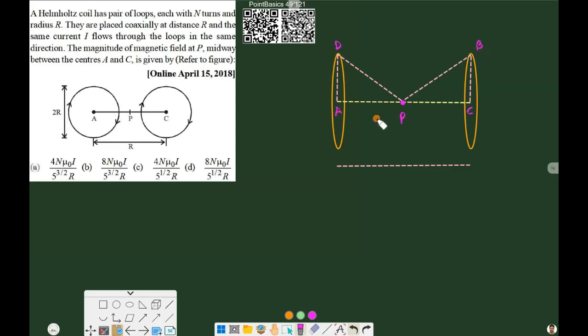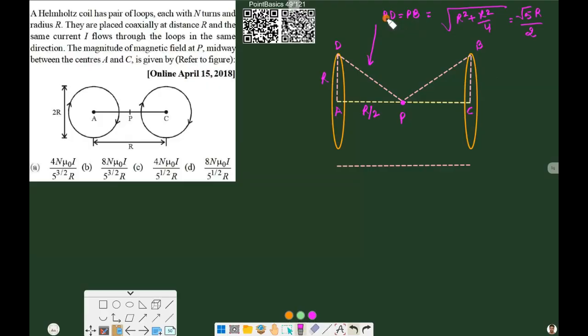As the distance between A and C is r, AP is equal to r by 2, and AD is equal to r. So this distance PD will be equal to PB, because the diagram is symmetric, and it will be the square root of r square plus r square by 4, so 5r square by 4 under root, or root 5 r by 2. This will be the value of PD.